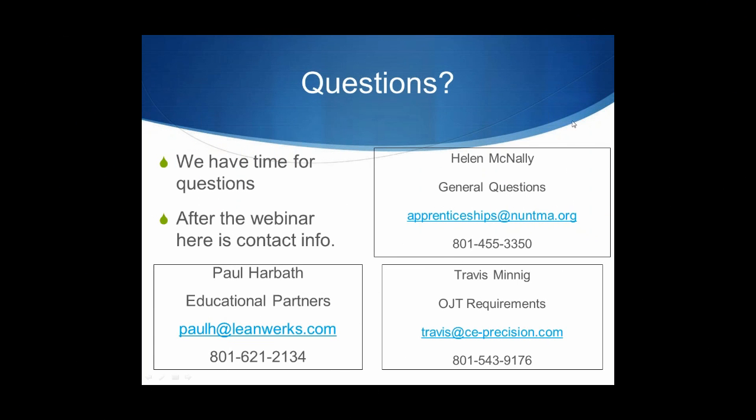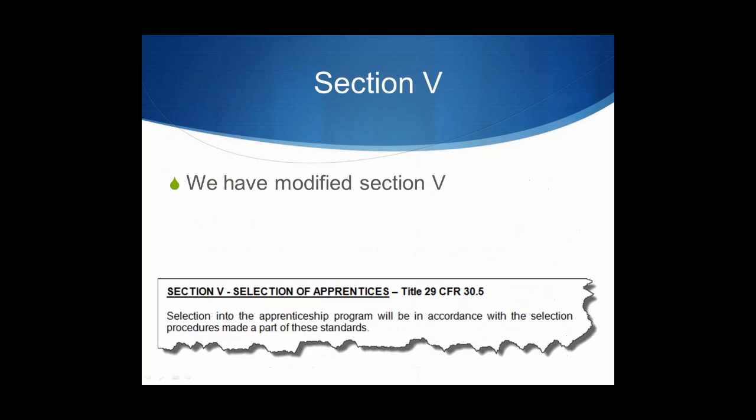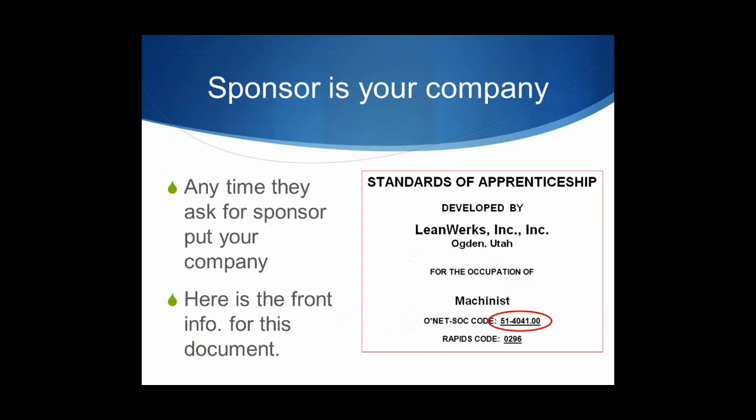Okay, so we have time for questions, and there's contact information, which is the same slide we had last time. So Travis, one of the first questions here, Brett's asking about RAPIDS. So I think that's back on the original slide, if I'm not mistaken. Yeah, right here. So Travis, do you know what the RAPIDS code represents?